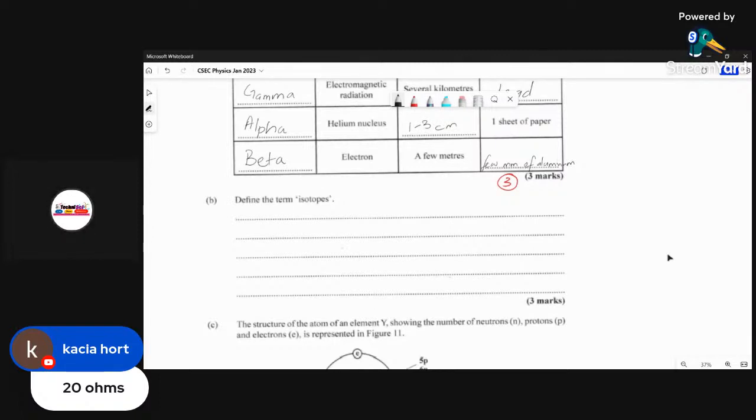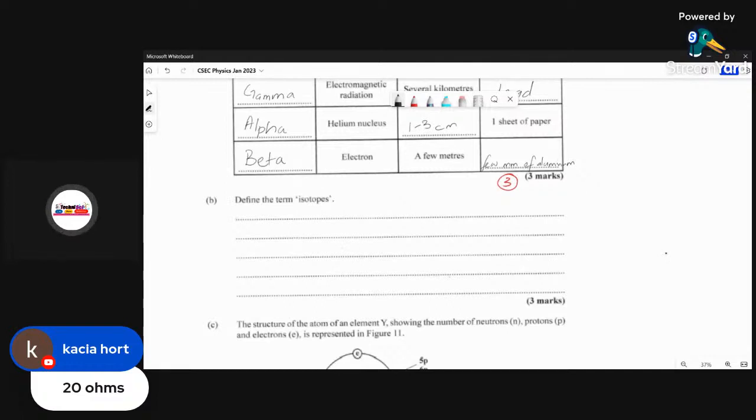Isotopes. What are isotopes? This is one of my favorite topics. I like this. I like electricity. Actually, I like all the topics, but I have a special love for radioactivity. I do not know why, but I absolutely love radioactivity. So define the term isotopes.